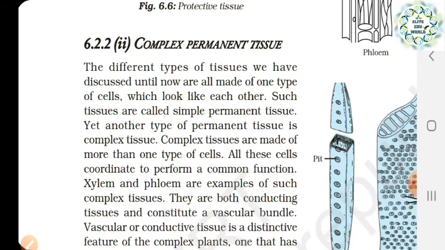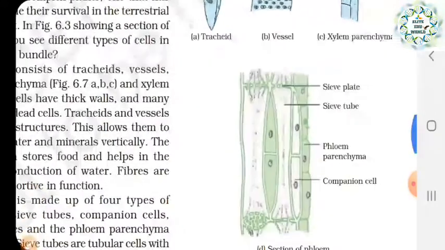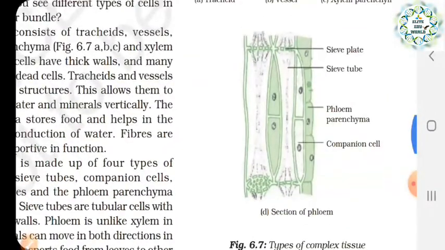The types of complex permanent tissue we have seen are xylem and phloem. What cells are present in the xylem? These are the tracheids, vessels and xylem parenchyma. It is a tubular structure which helps in the transport of water from the roots of the plant to the tip of the plant. Then we have seen the phloem. It is also tubular and it provides movement of food material from the green part of the plant to the non-green parts, from the leaves to all parts of the plant. So that is called phloem.